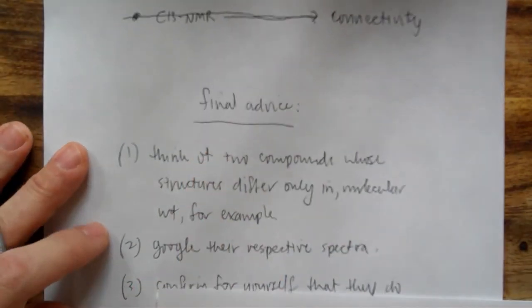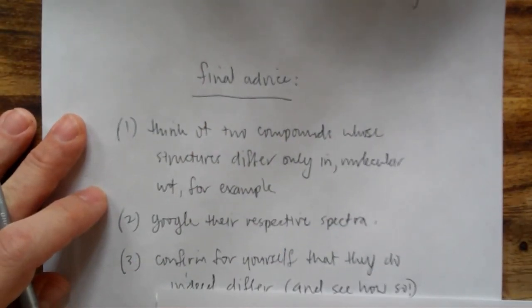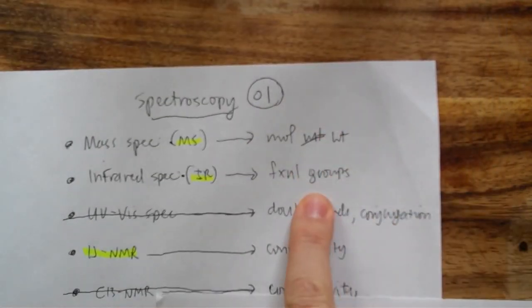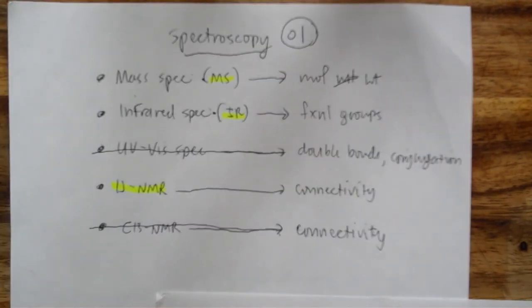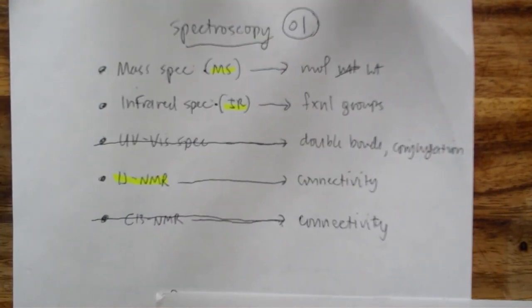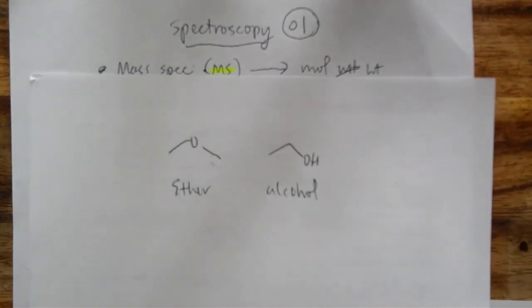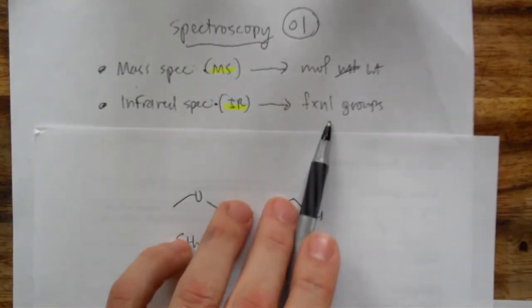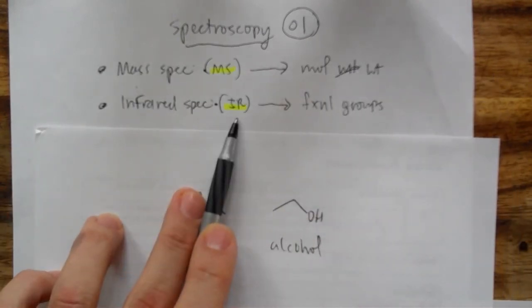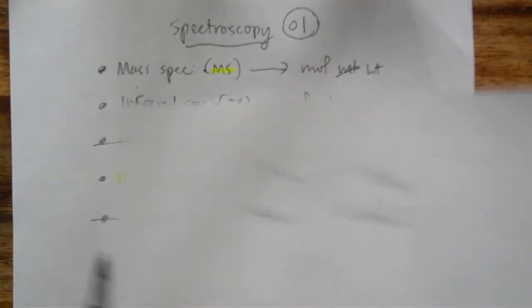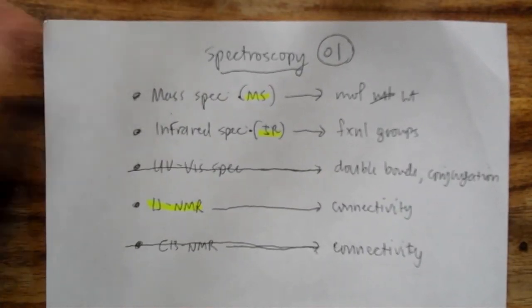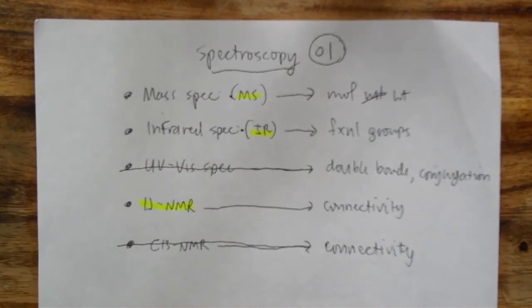So that's my final advice. Number one, think of two compounds whose structures differ only in the feature that you're talking about, right? Differ only in functional groups. So you might want to take your ether, dimethyl ether, or your alcohol, and Google their IR spectrum, right? Google them and see how they differ. And if you do that enough times, then you will gain, I think, a real deep understanding of spectroscopy.